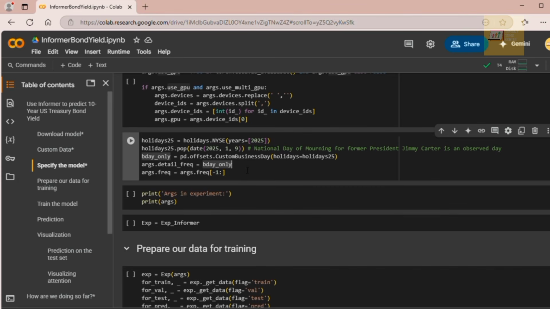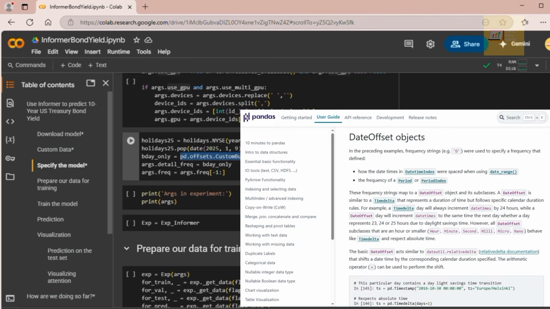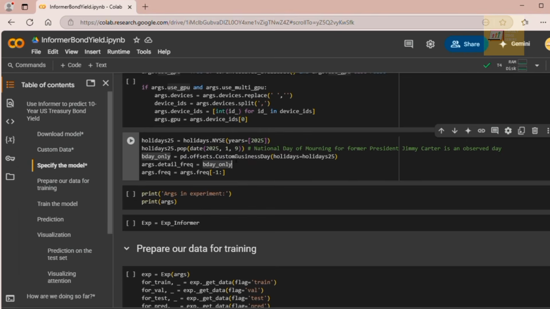I'm just adding a custom business day as one of the frequencies. That's all I did. This is from Pandas. In Pandas time series, we're talking about Pandas dealing with timestamps. With custom business day objects, we can set the holidays. And so when the dates are generated, they will exclude the holidays so that our data will be more realistic.